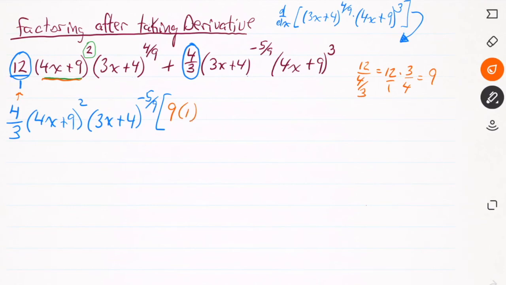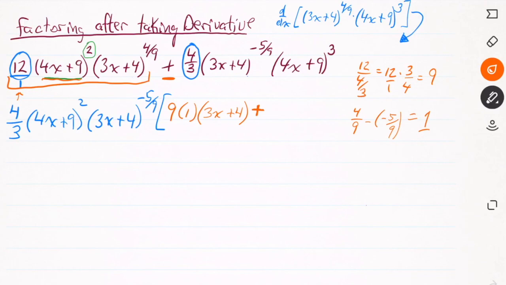And then we have to divide 3x plus 4 raised to the 4/9 by this 3x plus 4 raised to the negative 5/9. Now they have the same base, so the only thing we have to do is subtract the exponents. So off to the side, 4/9 minus a negative 5/9, better known as 4/9 plus 5/9, better known as 9/9 or 1. So that's going to leave me behind a base of 3x plus 4 raised to the first power. All right, so that takes care of this first term. When we pull the greatest common factor out of the first term, we're left with 9 times 3x plus 4. All right, and then we have this plus sign, so I'm not going to change that.